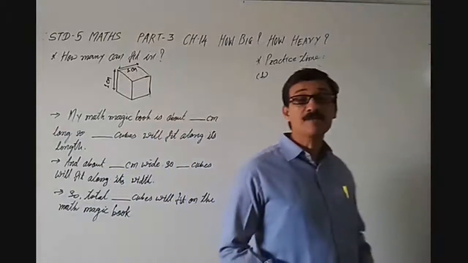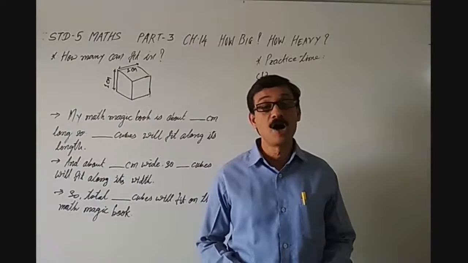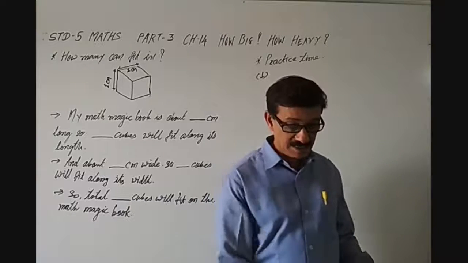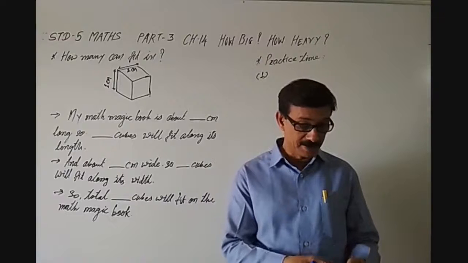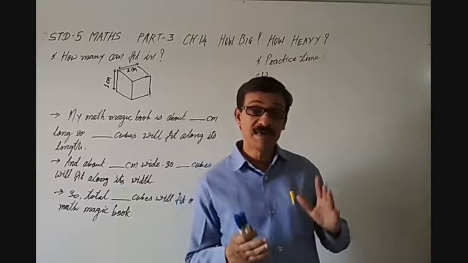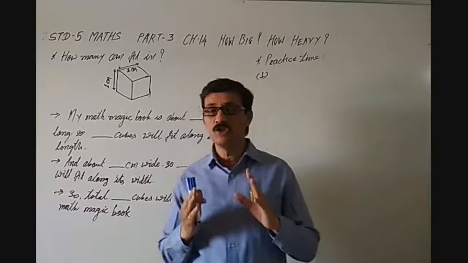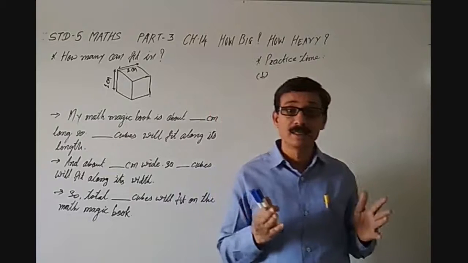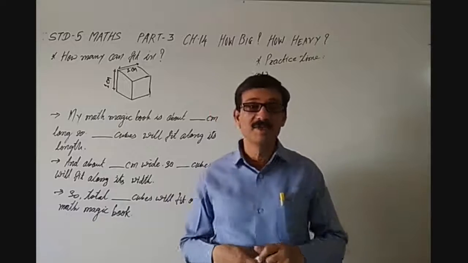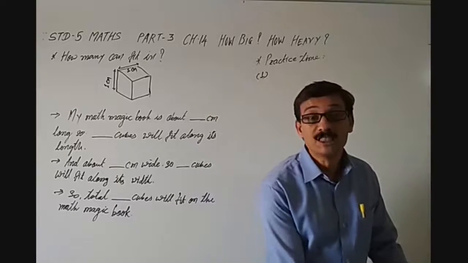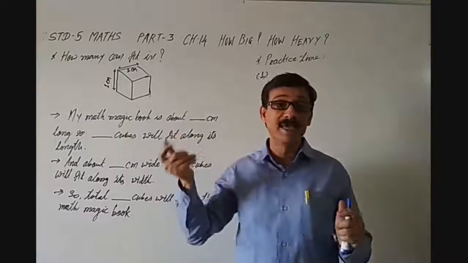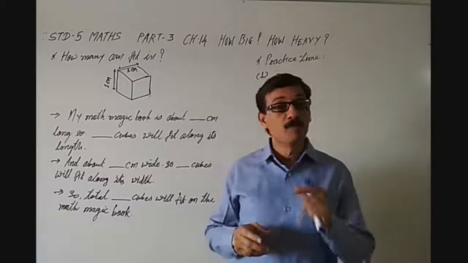Welcome students to third part of 14th chapter. How big, how heavy. Okay. In the last part we discussed how we prepared a 250 ml measuring bottle. But actually our concept is how big. That big is a volume. That is why in the first part we discussed what is volume: the space occupied by an object. The space occupied by an object, anything, is a volume.